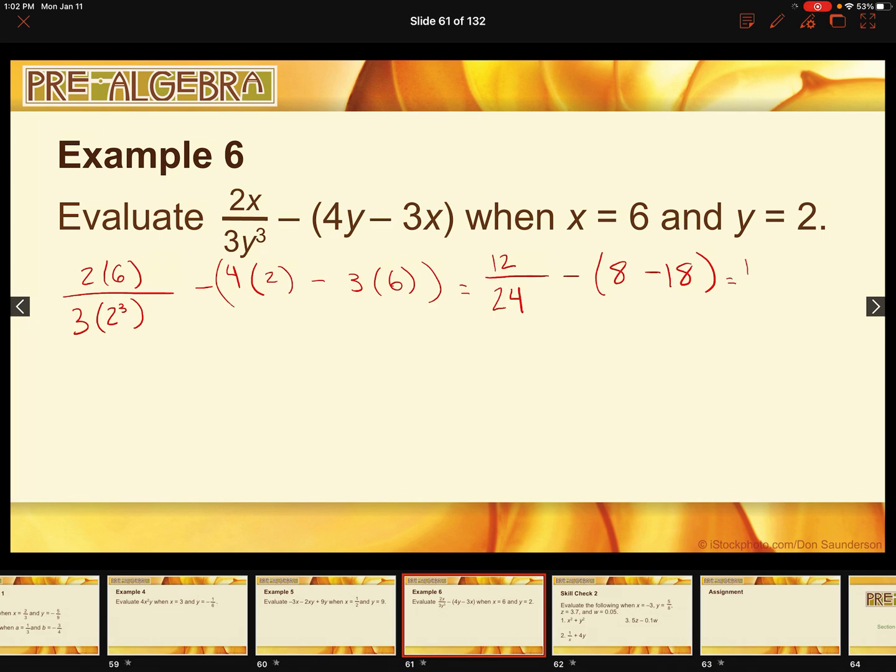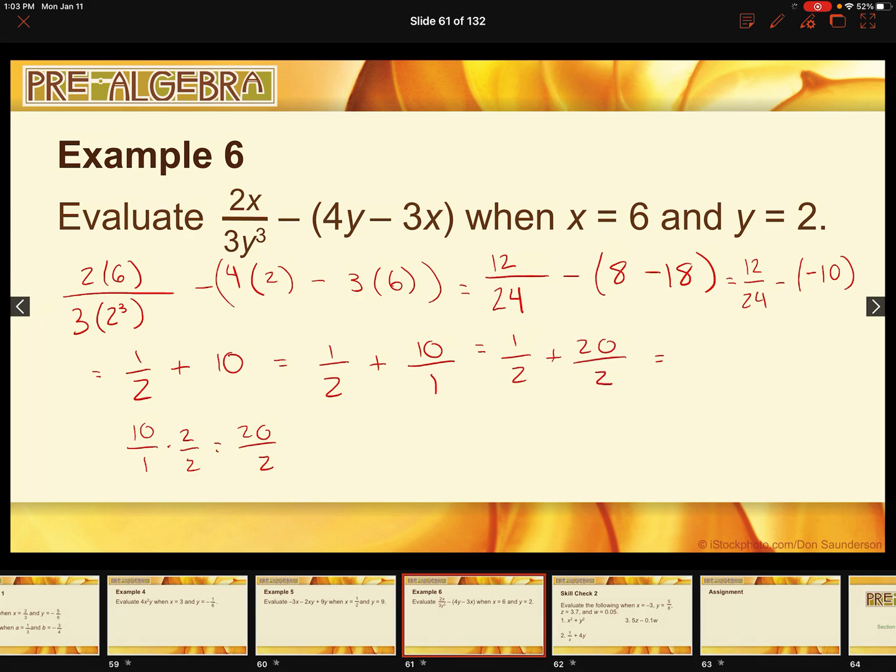With PEMDAS, I'm still going to have to be inside my parentheses. 8 minus 18 gives me negative 10. Okay, 12 over 24, I can reduce that to 1/2. I see minus and minus, so I'm going to change that to plus 10. If I rewrite that as a fraction, I get 10 over 1. I can change that to have a common denominator of 2 to be 20 over 2. So my final answer would be 21 over 2.